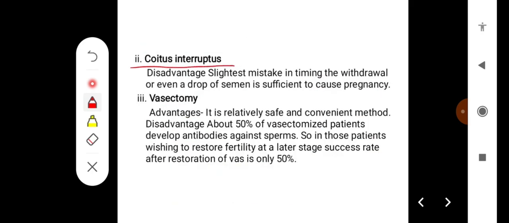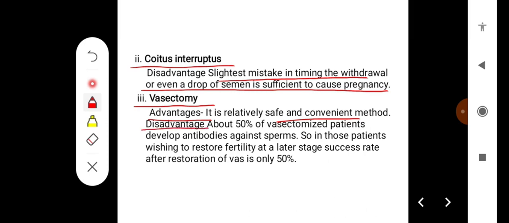Second one is coitus interruptus. The disadvantage is that the slightest mistake in the timing or in the withdrawal, or even a drop of semen, is sufficient to cause pregnancy. The third one is a permanent method, that is vasectomy. The advantage of vasectomy is that it is a relatively safe and convenient method.